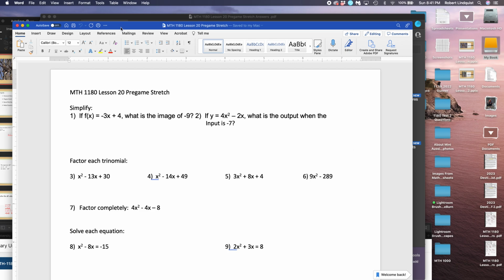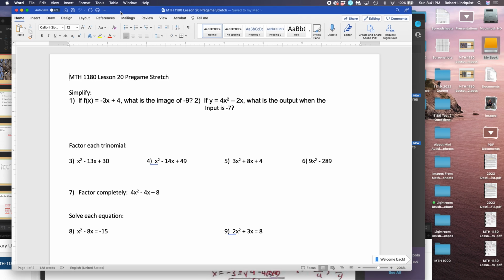Now you get to work on the pregame stretch. And as we know, with these pregame stretches, I don't know what your pace is going to be. This is very individualized. So do stop and start, do the questions, and then continue until you're done, and then I'll show you the answers. So go ahead. Stop and start time.